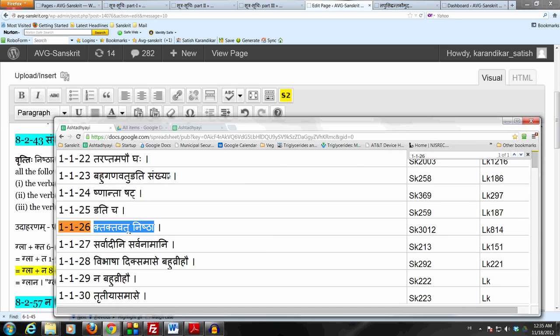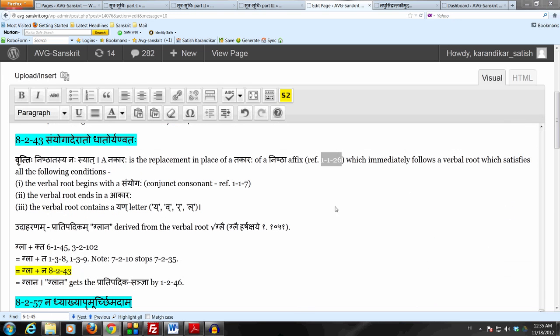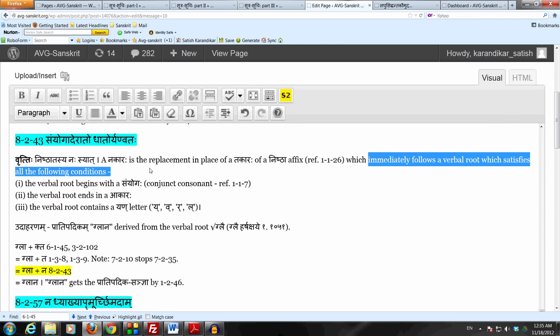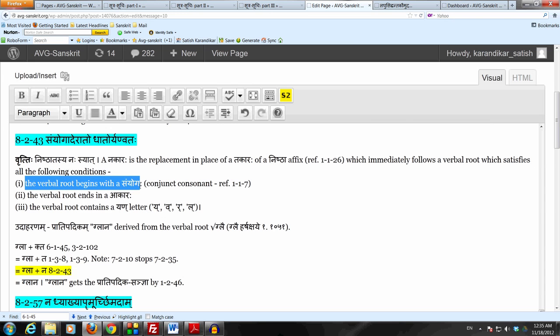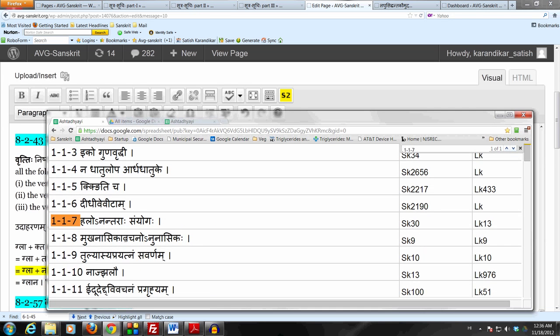And the condition here is that this takara of the nishtha pratyaya should be immediately following a verbal root which satisfies three conditions, and they are as follows. First one is that the verbal root should begin with a sanyoga, because the sutram says sanyogadeh. So what is a sanyogaha? Sanyogaha is defined by Panini in the Sutram 1 to 7, which says halonantaraha sanyogaha, which means that when there are consonants which are uninterrupted, unintervened by any vowels, then that is called a sanyoga.